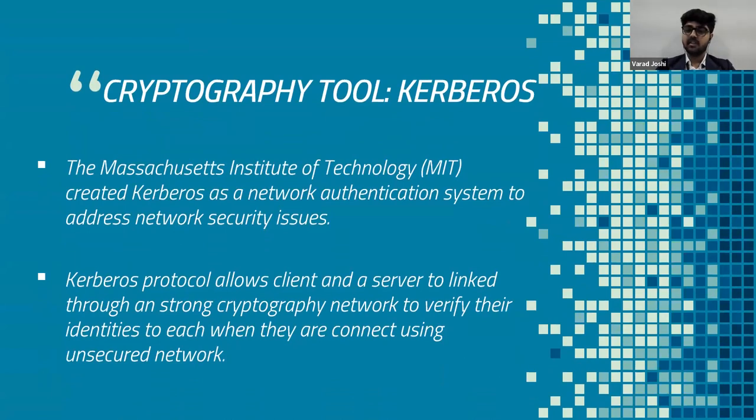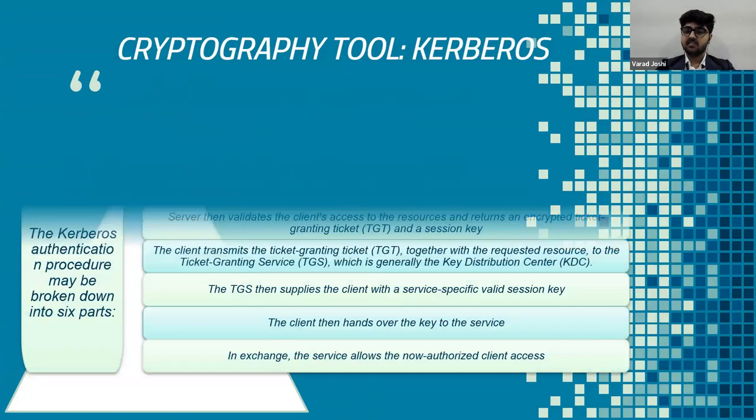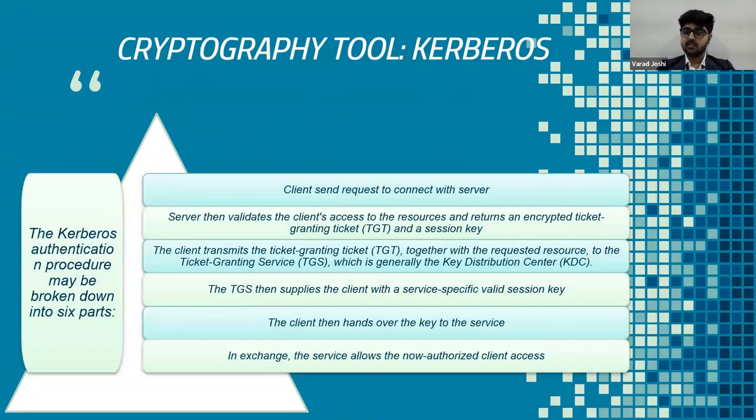Then we talk about Kerberos. It is a tool created by MIT, which is basically an internet protocol which authenticates clients using an unsecured network. There are basically six steps in it. First, the client sends a request to the server. Second, the server sees the client and gives a TGT, which means ticket granting ticket, and a session key to the client. Then the client sends the TGT to the TGT service. And then the TGT service sends a session key to the client, and the client sends the session key again to the server with the resources that it wants. And then the server allows the authorized client access.